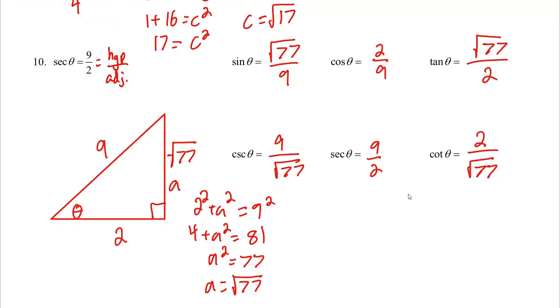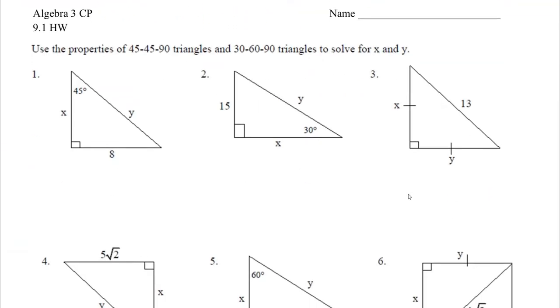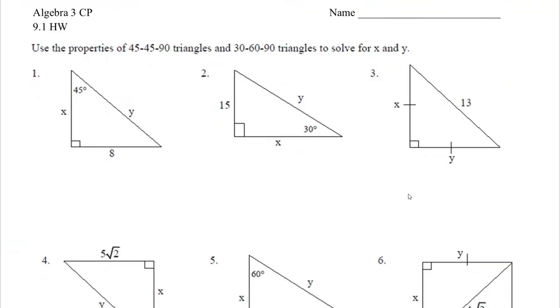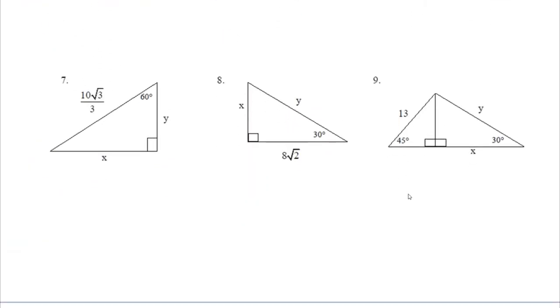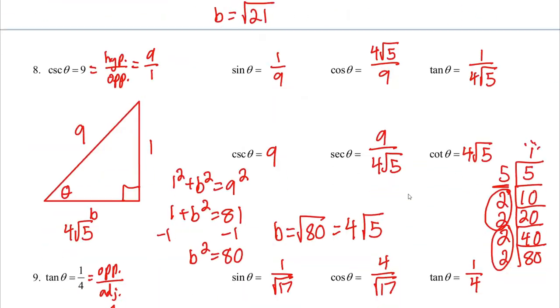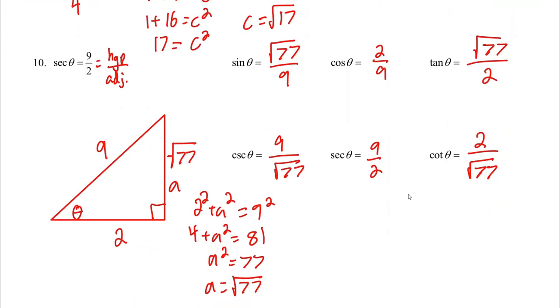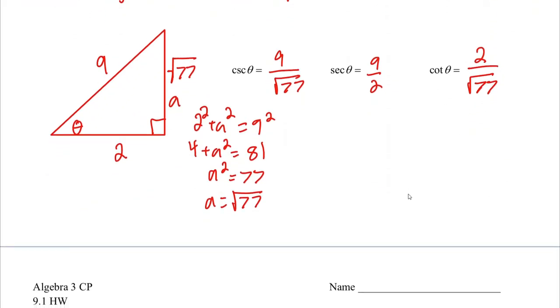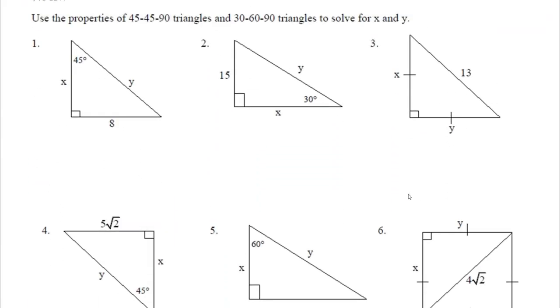Okay, so next page is your homework. I'll give you the rest of the class to work on it. It is all 45, 45, and 30, 60, 90 triangles. We will use all of these other ones a little bit more next class. Just make sure you don't forget that this exists. Does that make sense to everybody? Okay, so I'll give you the rest of the class to work.